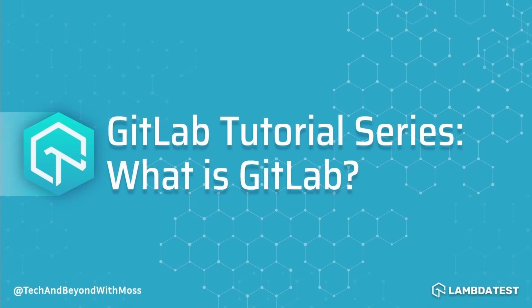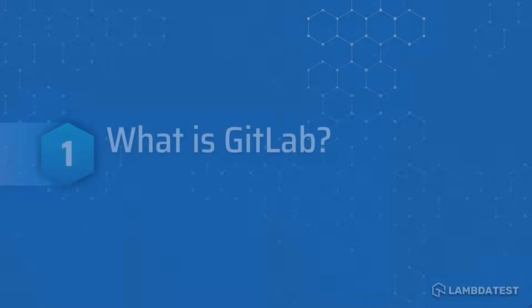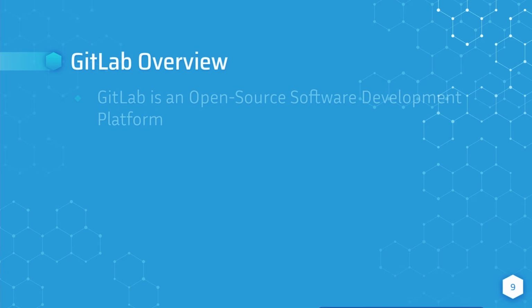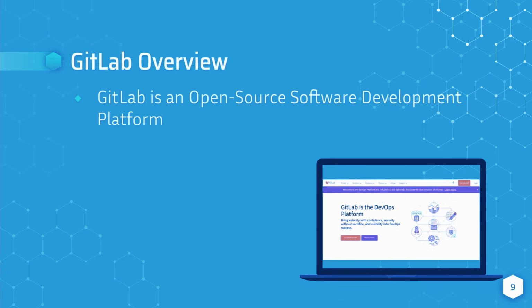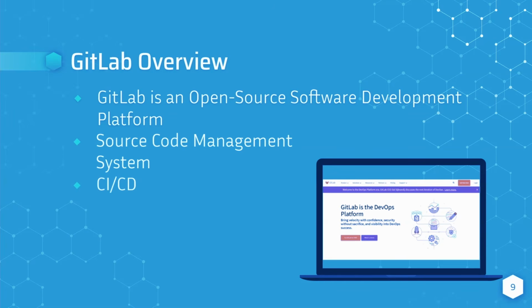So for the first topic of this video, we are going to be answering the question, what is GitLab? And then I'll walk you through the basics of Git. What is GitLab? GitLab is an open source software development platform. And at its core, it is a source code management system. But it also offers additional functionality like CI/CD on top of being a source code management system. And as you can see on the right, GitLab describes itself as a DevOps platform.